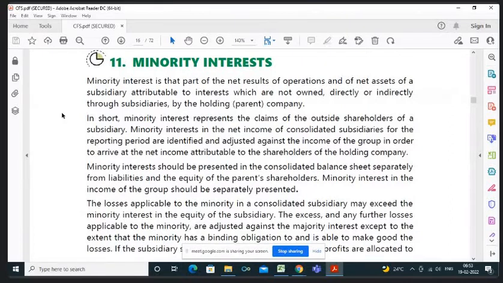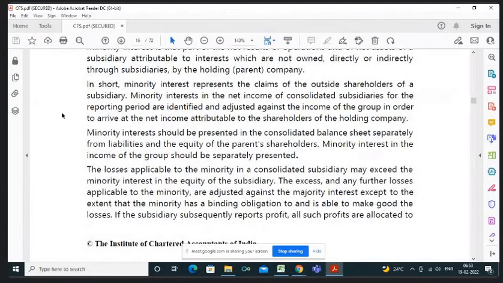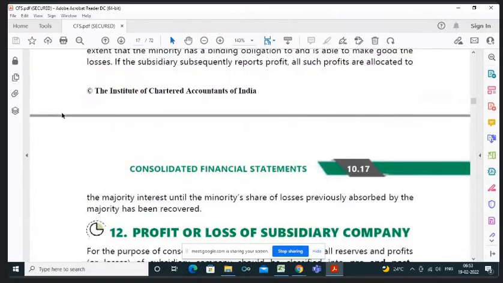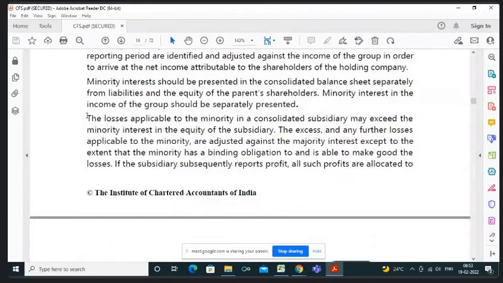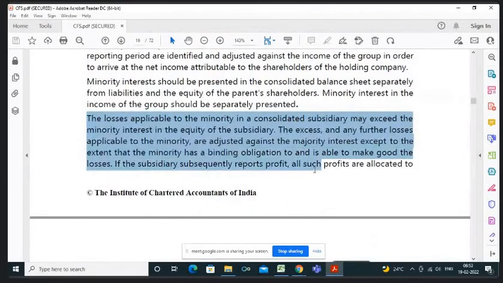The losses applicable to the minority in a consolidated subsidiary may exceed the minority interest in the equity of the subsidiary. The excess and any further losses applicable to the minority are adjusted against the majority, except to the extent that the minority has a binding obligation and is able to make good the losses. If the subsidiary subsequently reports profits, all such profits are allocated to the majority interest until the minority share of losses previously absorbed by the majority has been recovered. This is a very important paragraph. We have questions based on this.